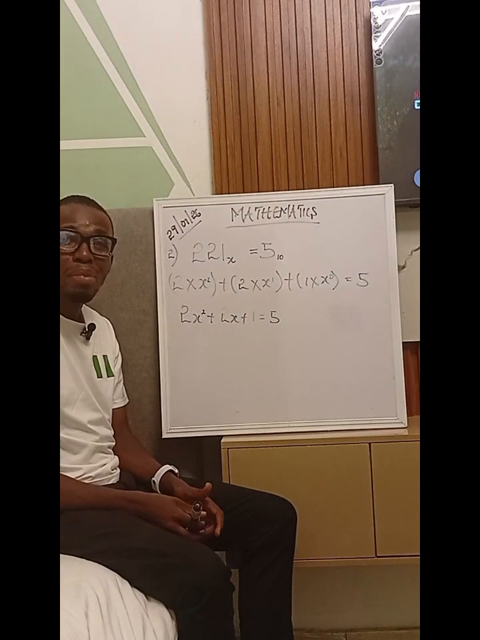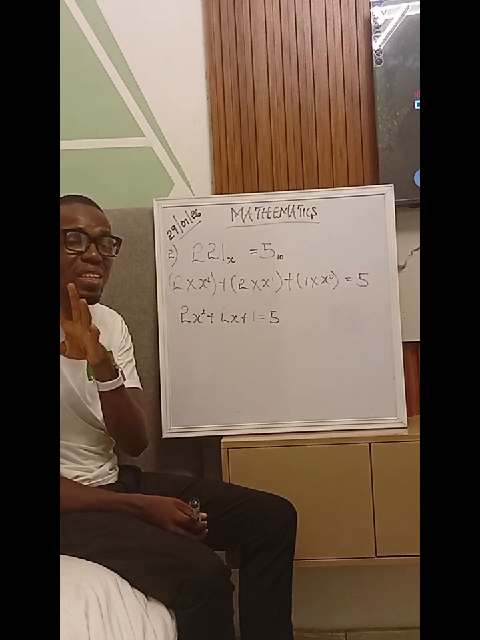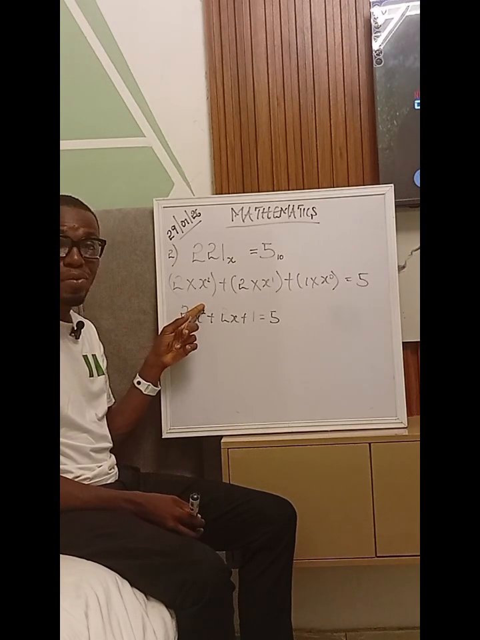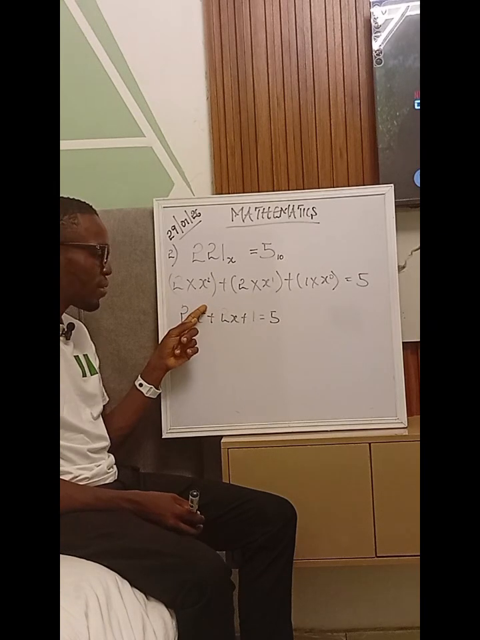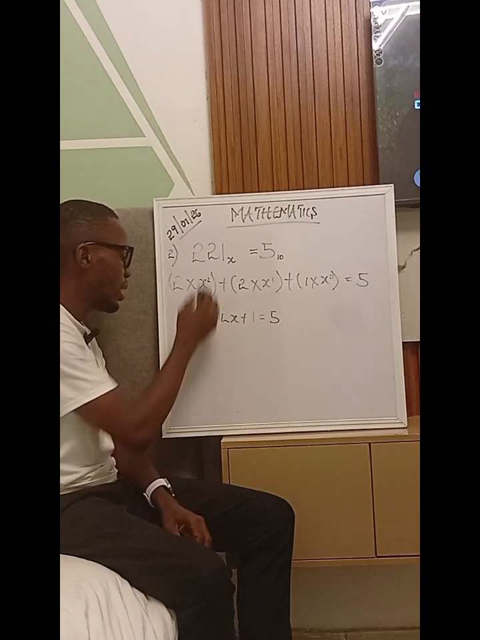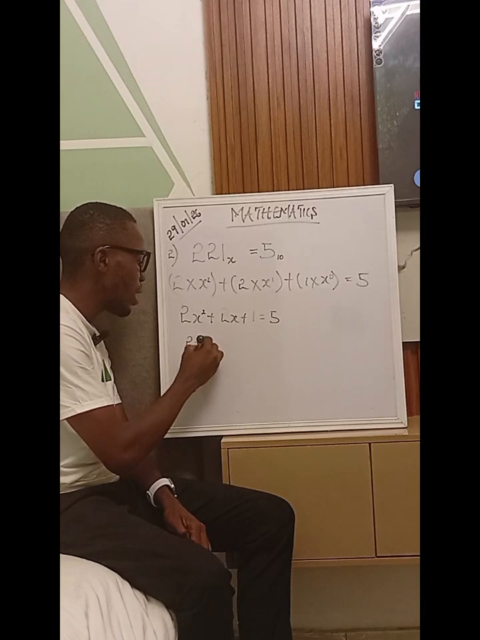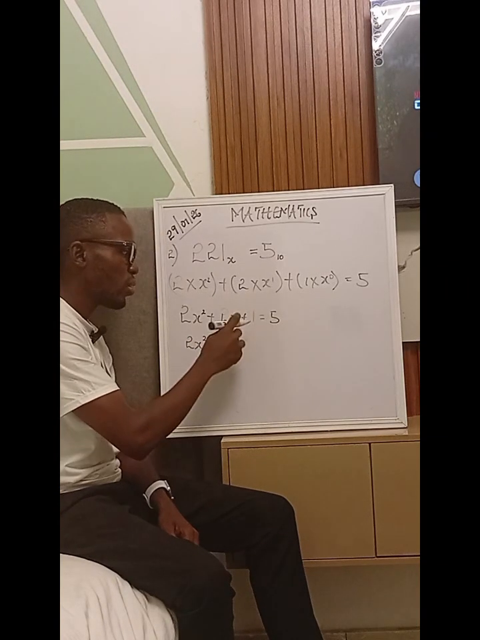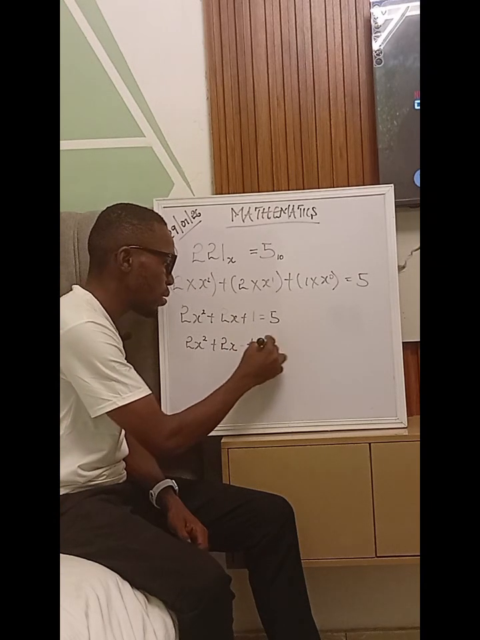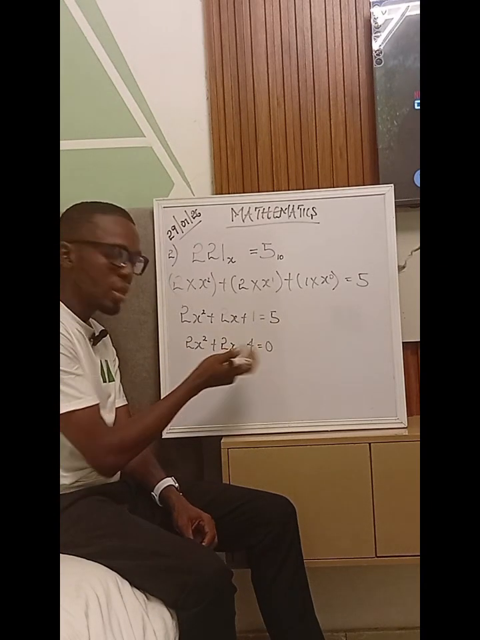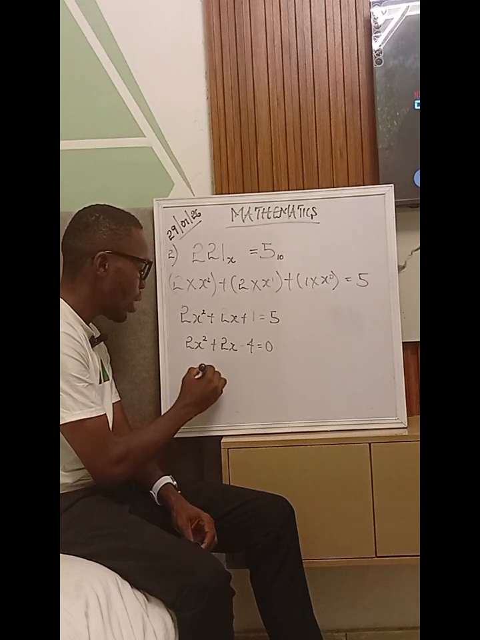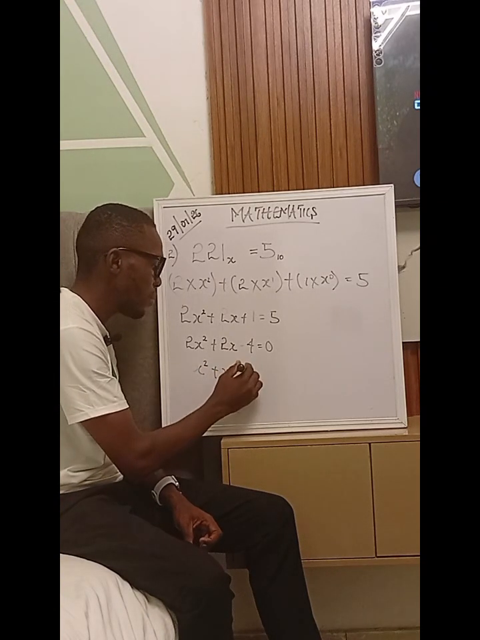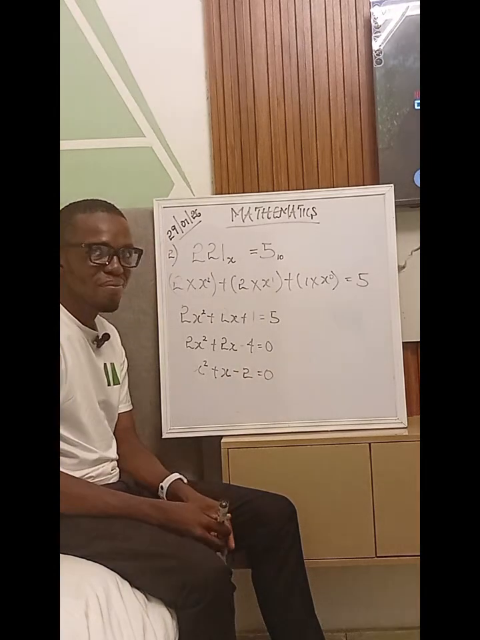If you are familiar with a very interesting topic, you would know that this is a quadratic equation. How do I know? The highest power of the unknown is 2, which is this power 2 here. So we can now write it as 2x squared plus 2x, 1 minus 5, that will give us minus 4, all is equal to 0. You can see 2 is common here, so I can divide each of them by 2. I'll have x squared plus x minus 2, all is equal to 0.